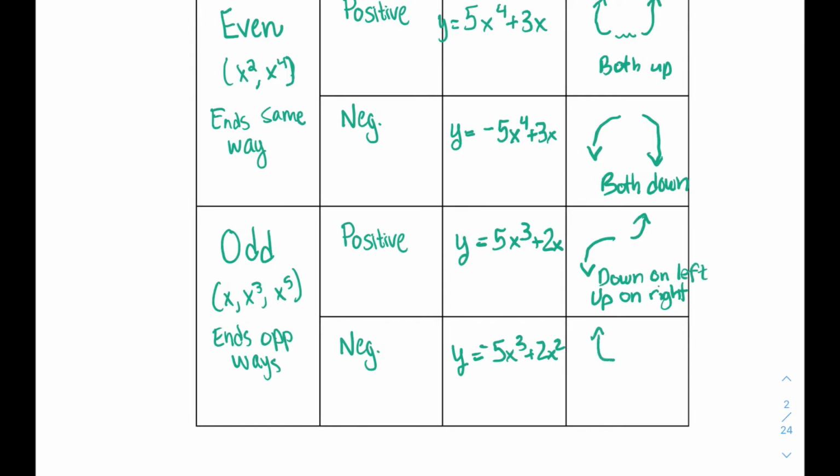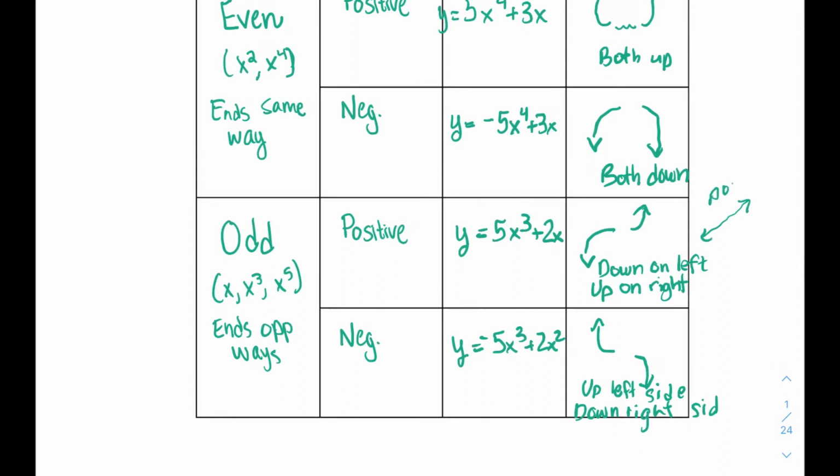A negative leading coefficient flips it around so that it is going to be up on the left end and down on the right end, which you can kind of remember because think about straight lines. Like if you have a line with a positive slope, it's going to go up as you go towards the right. One that's negative goes down. Same thing with your leading coefficients on degrees that are higher than 1.